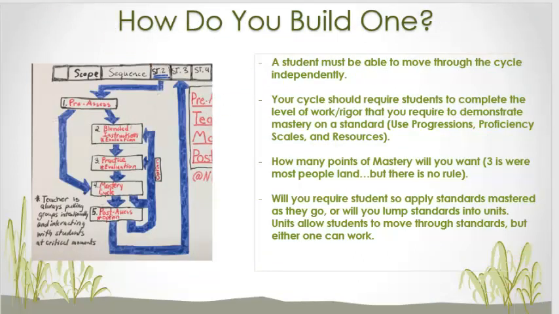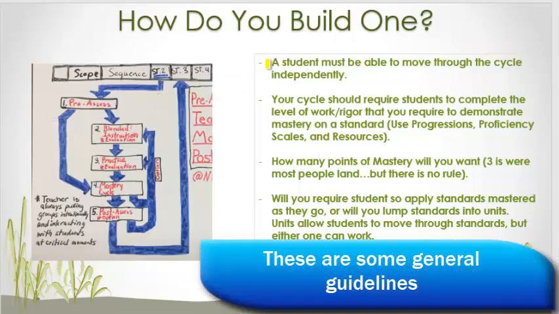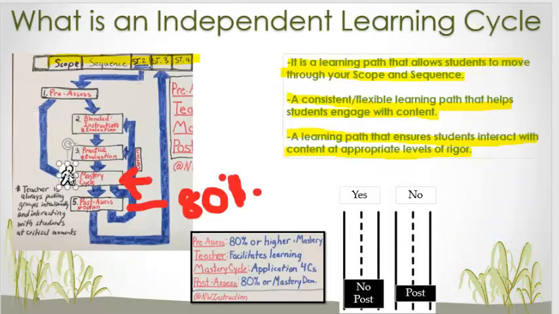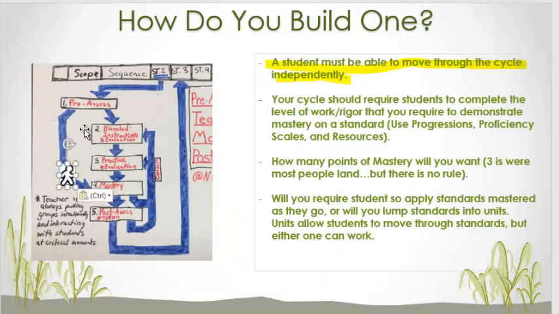The first big thing you want to think about is students. You have to think about how students are going to move through your cycle independently. How are you going to ask them to move through your cycle? So I'm just going to copy this little guy right here and bring him here. How is this little guy going to move through your cycle? What are the different things that you want to have in place for that student to be able to do? So you can see that's one important thing.